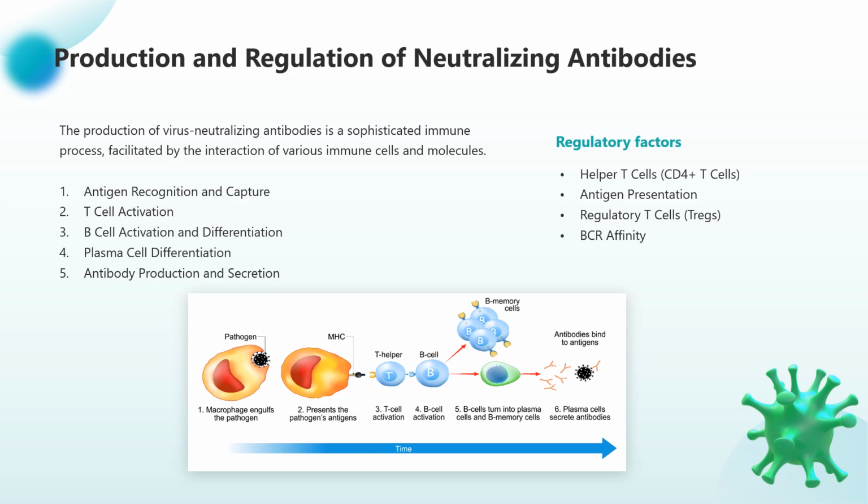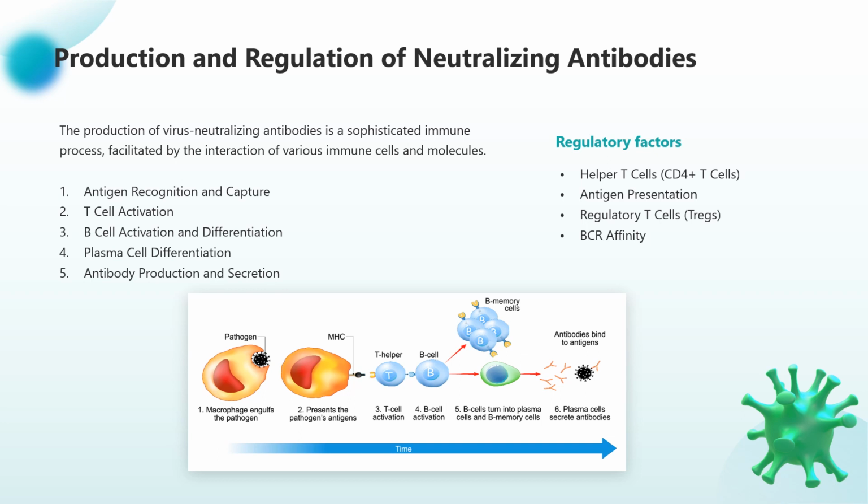The production and effectiveness of neutralizing antibodies hinge on multiple regulatory elements within the immune system, ensuring a precise and potent response. Key players include helper T cells, which not only kickstart B cell activation but also release cytokines to steer their evolution into plasma cells, the main factories of antibodies. The quality of antigen presentation by cells like dendritic cells also plays a crucial role, initiating T cell activation, which is pivotal for B cell activity.